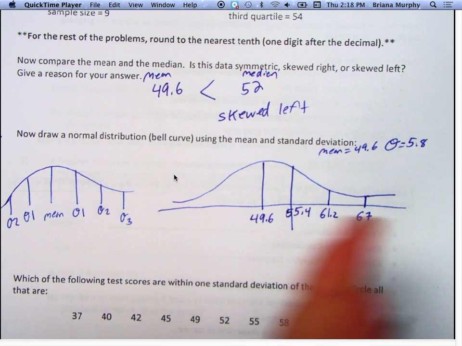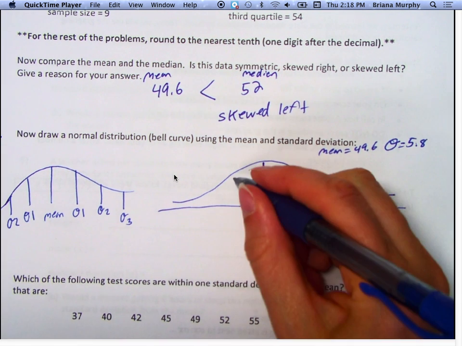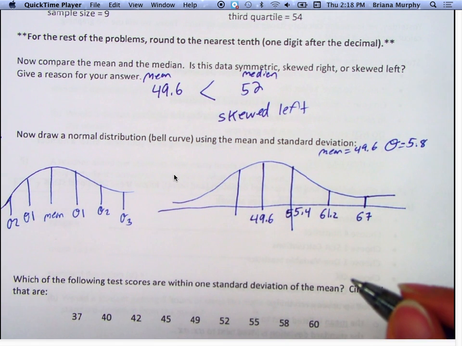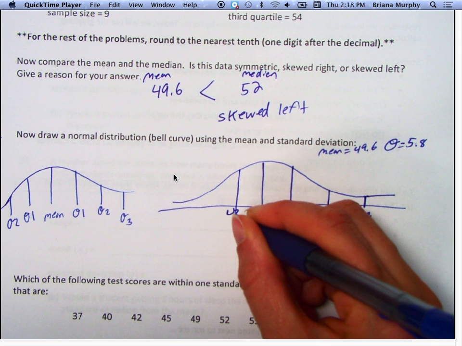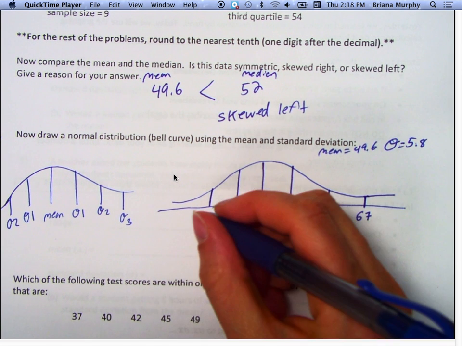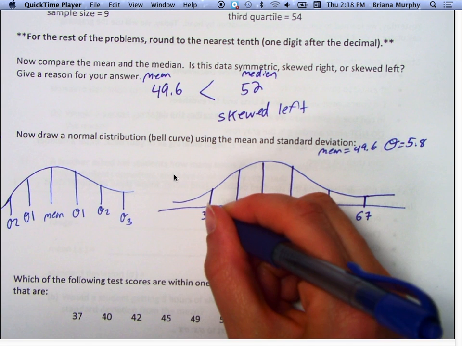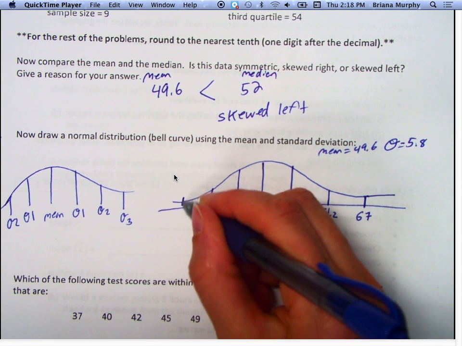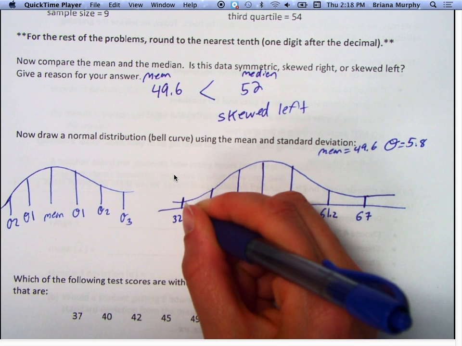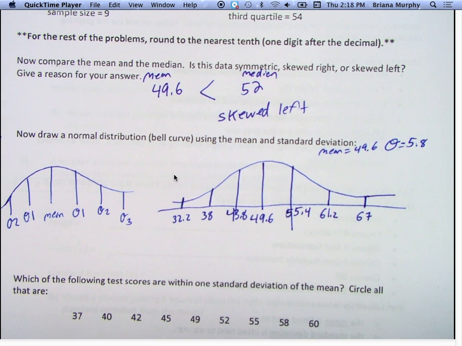Now we're going to do it the opposite way. Subtract. 49.6 minus 5.8 is? 43.8. Good. Now 43.8 minus 5.8? 38. And 38 minus 5.8 is? 32.2. Okay, so we just take the mean and add or subtract the same deviation.